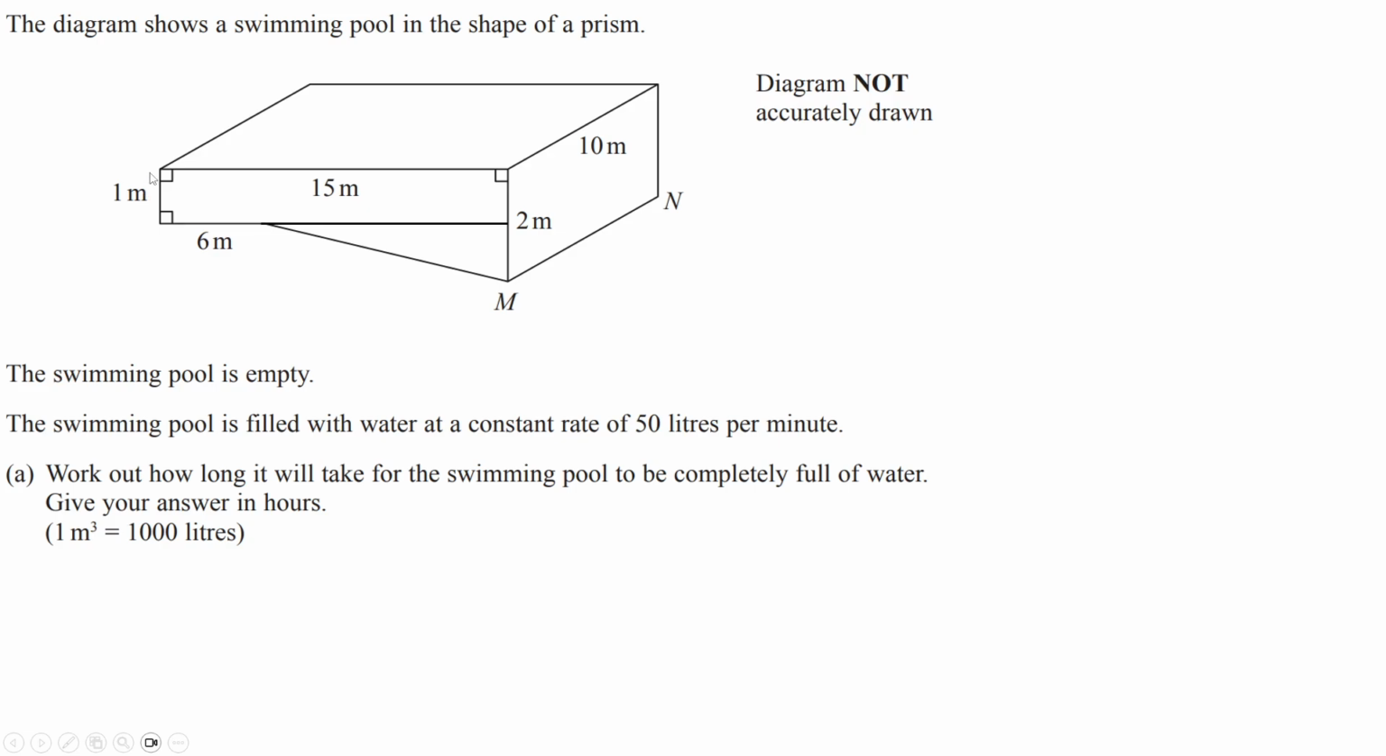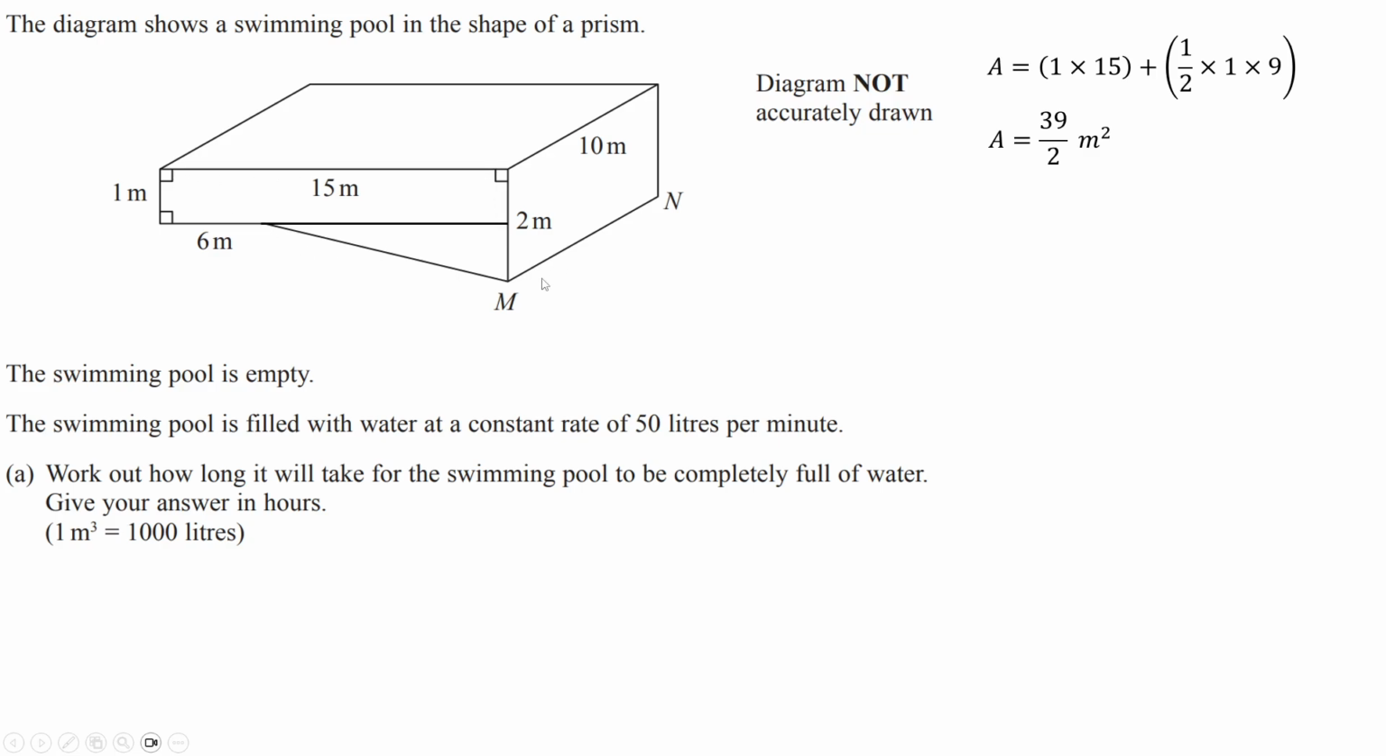So the area of this top rectangle here is 15 times by 1. Okay, and then the area of this triangle here is going to be 15 take away 6. Okay, so we've got here 9 multiplied by 1, because this is 2 take away 1. So 9 times 1 times a half, because it's half base times height. Okay, and that's the area of this front face here.